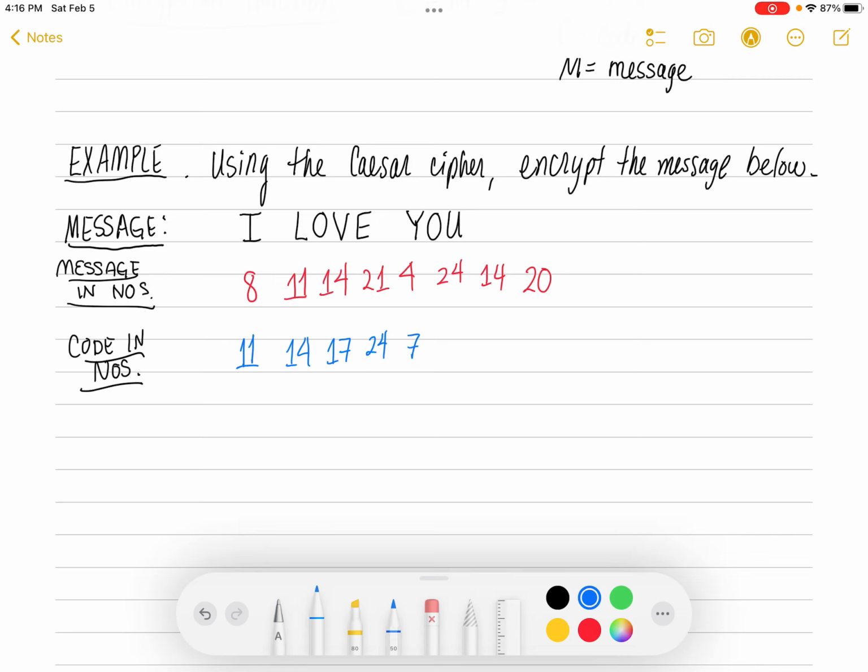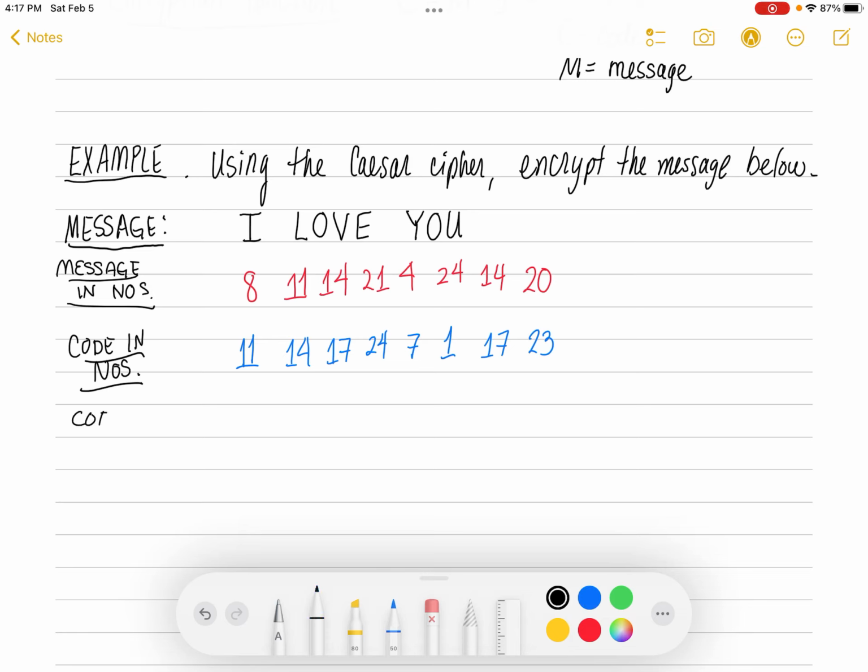I add 3 to 4, I get 7. Now 24, when you add 3 to 24, you're going to get 27. Now 27 is bigger than 26, so when you mod that by 26, you get 1, right? You just take 27 minus 26 to get 1. 14 plus 3 is 17. 20 plus 3 is 23. So there we have our code in terms of numbers.